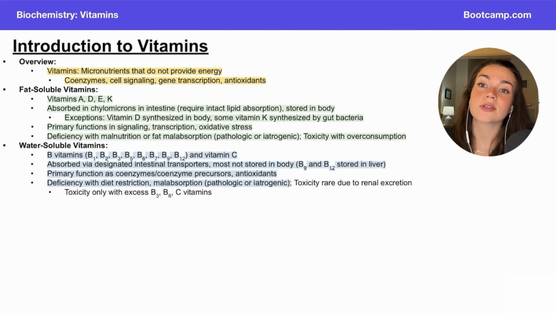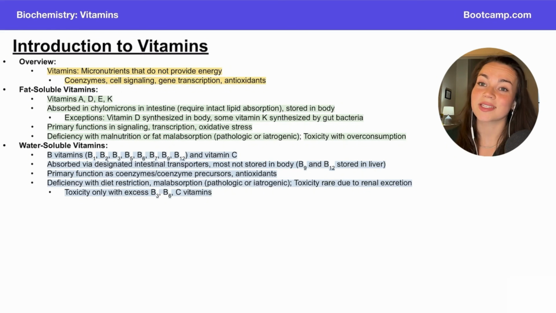Like we said, most of these are renally excreted, and so toxicity is going to be pretty rare from the water-soluble vitamins. Water-soluble vitamin toxicity is possible, but you're mostly going to see it in the water-soluble vitamins that we are administering therapeutically in very large doses. Things like B3, B6, and the C vitamins.